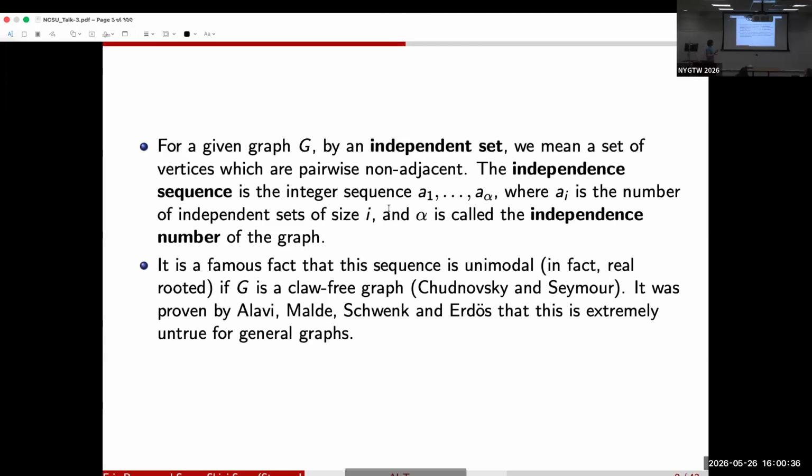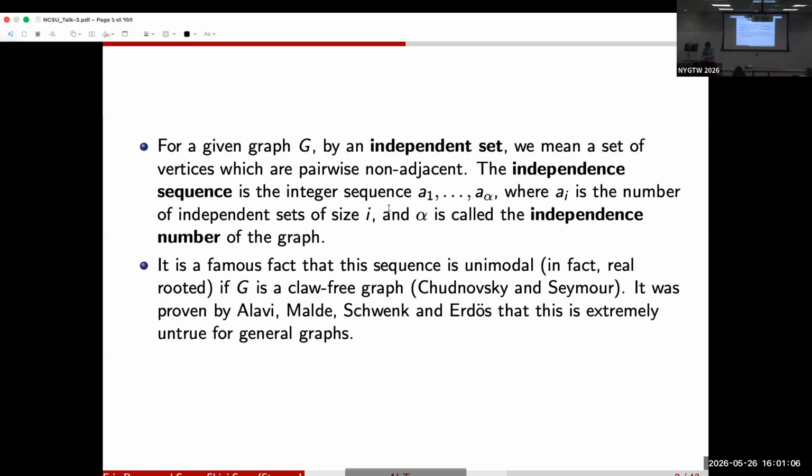Okay, so it is a famous fact that this sequence is unimodal. In fact, stronger than that, it is what's called real rooted, if G is a claw-free graph. This was proven by Chudnovsky and Seymour, although weaker versions of this theorem had existed before that. And it was proven by Alavi, Malde, Schwenk, and Erdős that this is extremely, extremely untrue for general graphs.